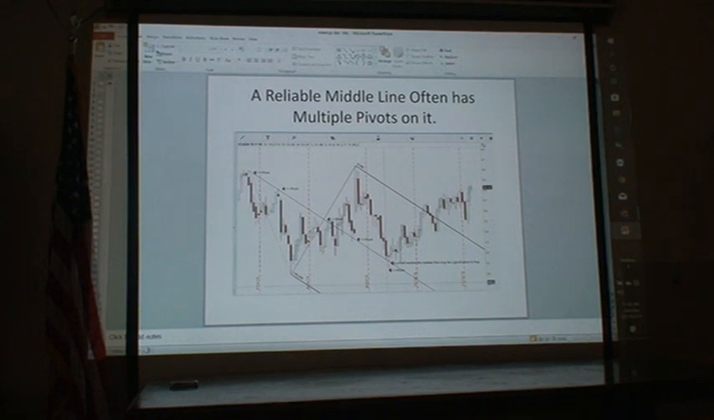Now, a reliable median line, you have to find reliable ones, and that's a little different. A reliable median line often has multiple pivots on it. So let's take a look at this. As the market here went down, we drew our median line, and we see pivot, pivot, pivot, and then finally a pivot down here. So 1, 2, 3, 4, 5 pivots along the way. So we can consider this more than likely to be a reliable median line. And if this calls the turn, hey, that's kind of useful, right?